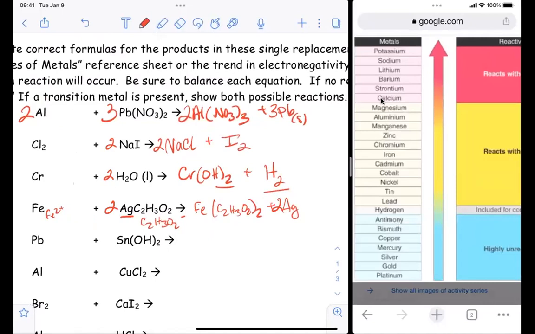Next, lead plus tin 2 hydroxide. So we need to find lead, we need to find tin. If I look at the periodic table, I look at the activity series of metals, and I see that tin is just above lead, which means lead is not going to replace the tin in tin hydroxide. So you write NR for no reaction. Nothing happens. If lead is not more active than tin, it will not be able to kick tin out of that compound. So literally nothing happens.